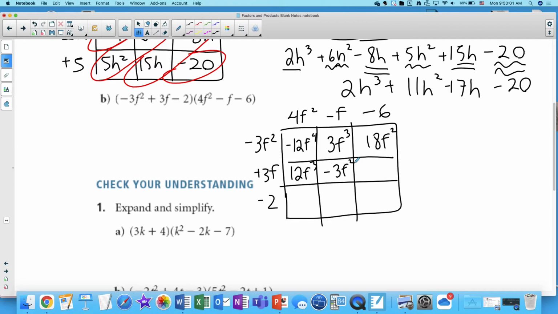Okay, and then finally, negative 2 times 4f squared, negative 8f squared, negative 2 times negative f, positive 2f, and then negative 2 times negative 6, 12, right? Okay, and then again, here we go.